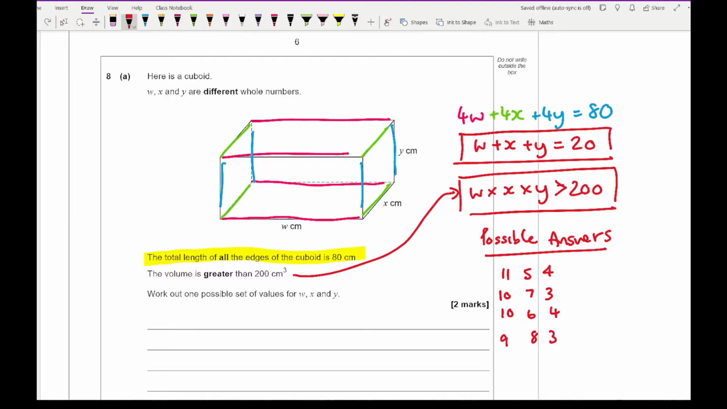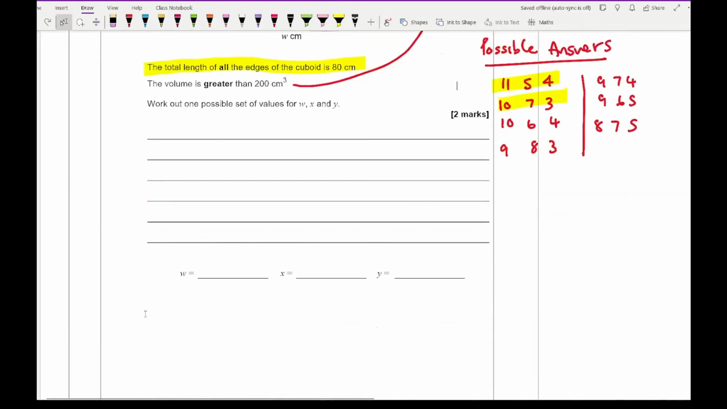You can have, let me just put a line through there, 9, 7 and 4. You can have 9, 6 and 5 and 8, 7, 5. And again, you can write those numbers in any order, but remember that all 3 numbers need to add up to 20. They all need to be different, and when you multiply each of those 3 numbers together, it has to be an answer that's bigger than 200.